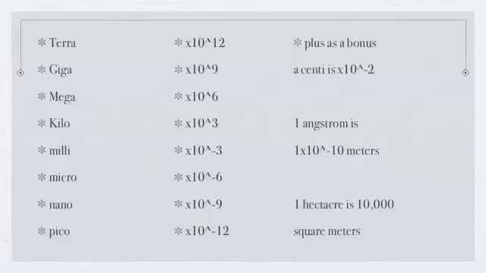Going up the scale from the middle, a kilogram is 1,000 grams, a megagram is 1,000,000 grams, a gigagram is 1,000,000,000 grams, and a teragram is 1,000,000,000,000 grams. We usually will express these things numerically with scientific notation: 1 times 10 to the third, 1 times 10 to the sixth, or 5.6 times 10 to the sixth.